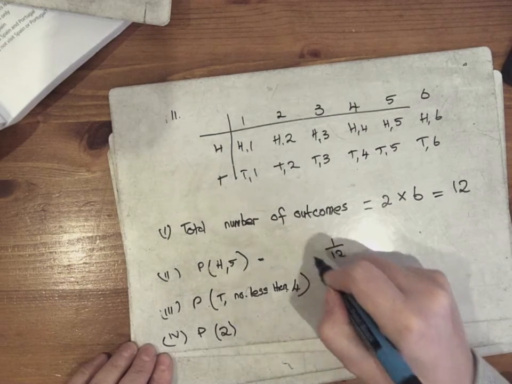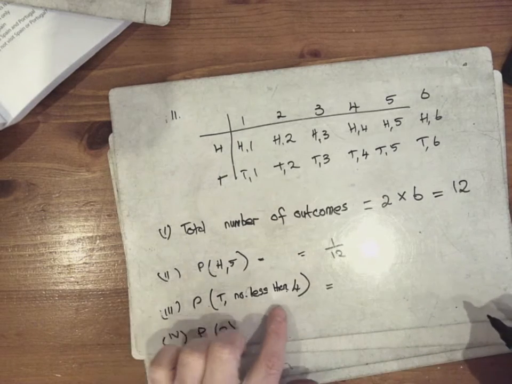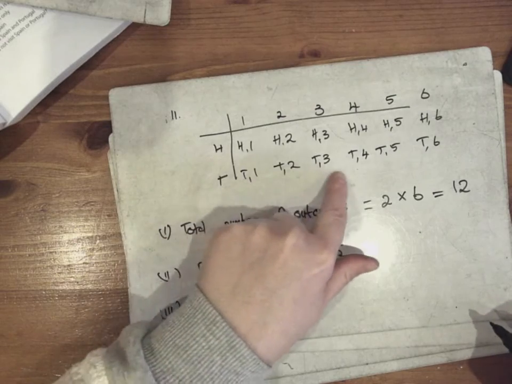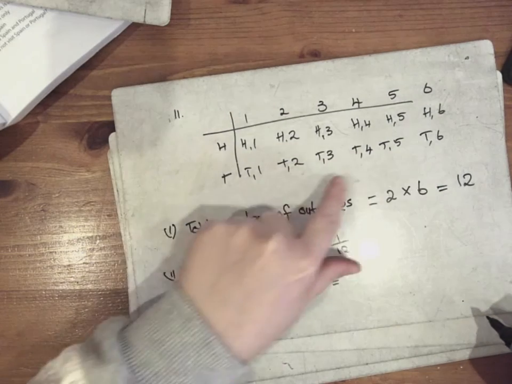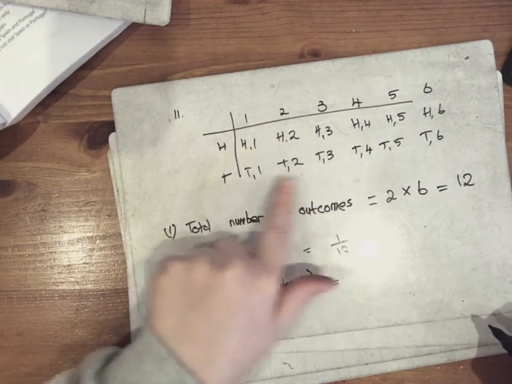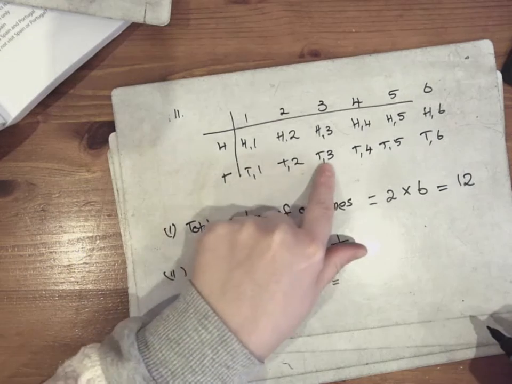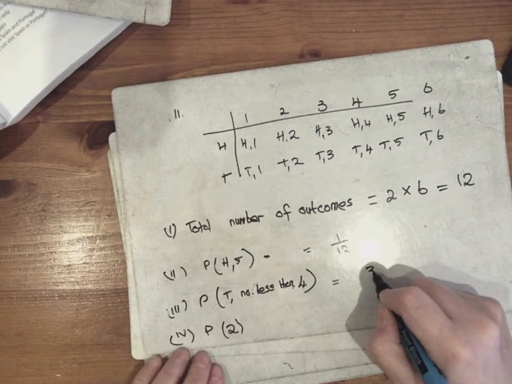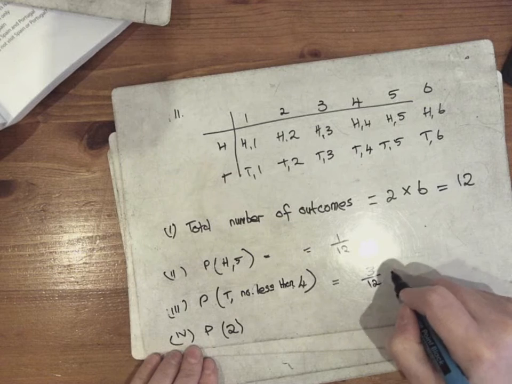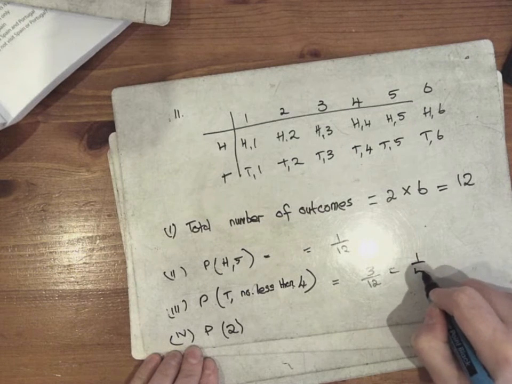Okay? What's the probability of getting a tail with a number less than 4? So you have to get a tail, right, and a number less than 4. So less than 4 doesn't include 4. So tail 1, tail 2, tail 3, they're all numbers less than 4. So that's 3/12, which cancels down to a quarter.